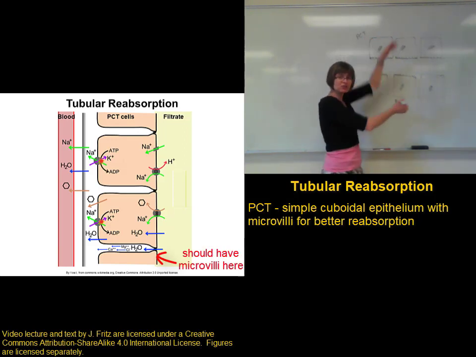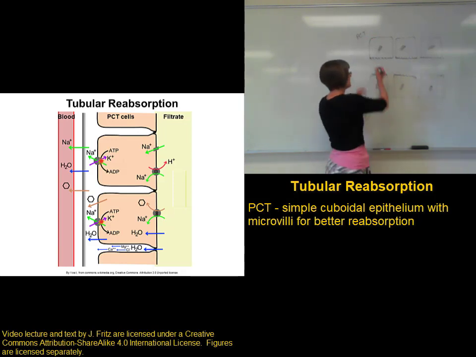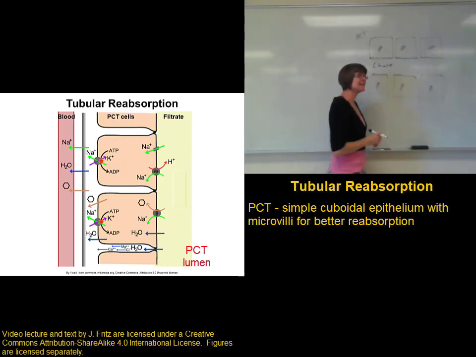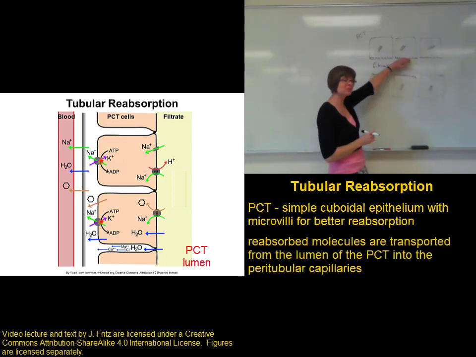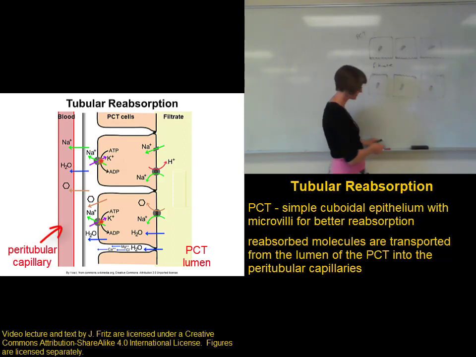So here's a section of the PCT. The lumen of the PCT, where we find the filtrate, is in here. And anything we want to save, we have to be able to get out of the lumen and to the other side of the PCT cells, where it can be picked up by the peritubular capillaries.